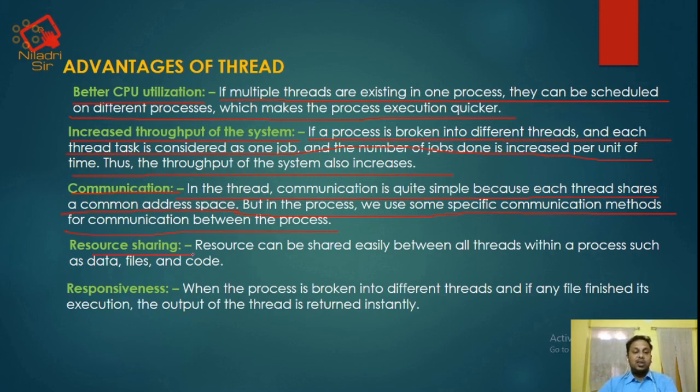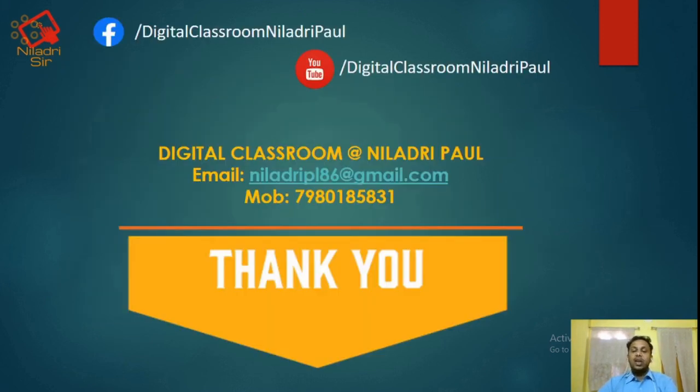The next one is resource sharing. Resources can be shared easily between all threads within a process, such as data, files, and code. The next one is responsiveness. When the process is broken into different threads, and if any thread finishes its execution, the output of the thread is returned instantly. So students, this is all about threads.